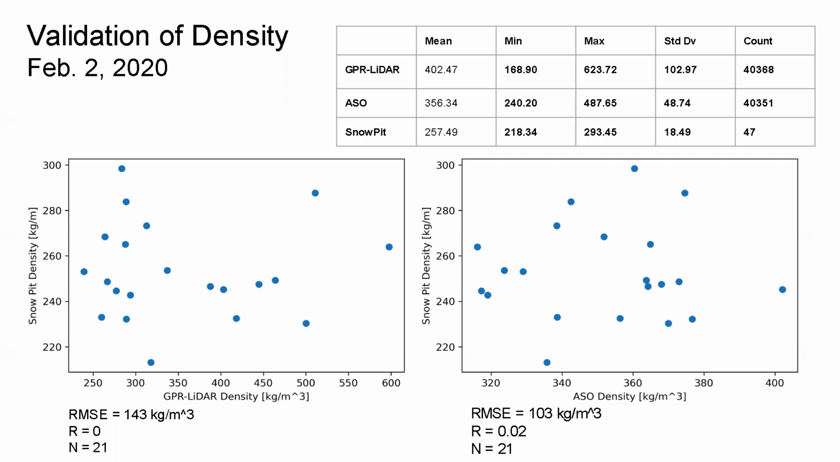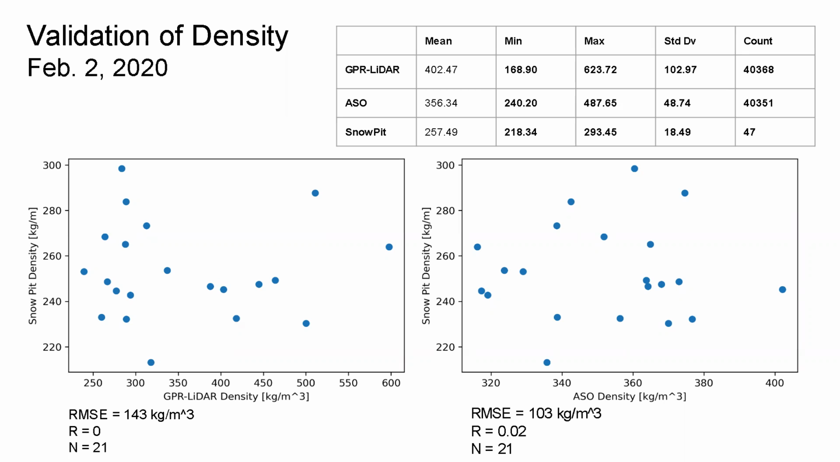We then grabbed the spirals around the snow pits within a 25-meter buffer to compare. These plots that definitely don't have any straight line that you can put through them are the comparisons between, on the left-hand side, the GPR LiDAR density, and on the right-hand side, the ASO snow model density product, compared to 21 snow pits out of a total of 47. So there is, again, not a complete match between where the GPR went and where the snow pits were dug, but about half of them.